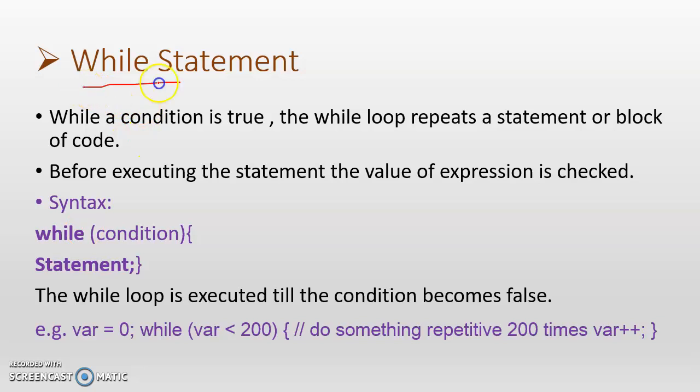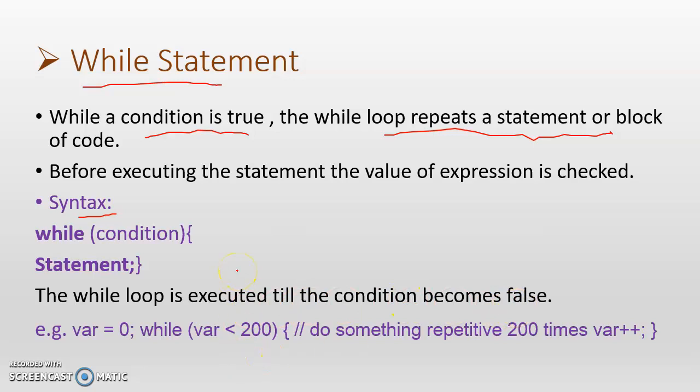And the next statement is while. While a condition is true, the while loop repeats a statement or a block of code. Before executing the statement, the value of the expression is checked. The syntax is while, the condition is given, and the statement follows in curly brackets. So this is the syntax. The while loop is executed until the condition becomes false.